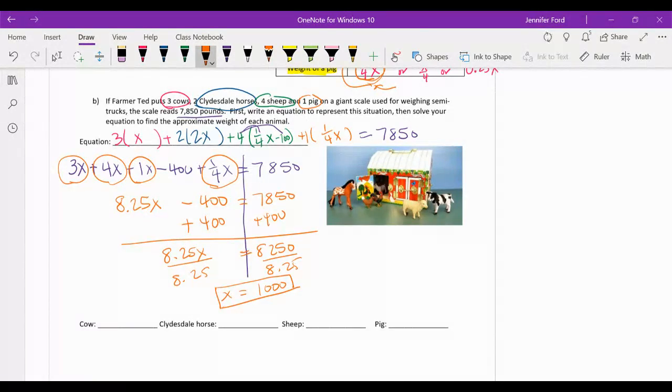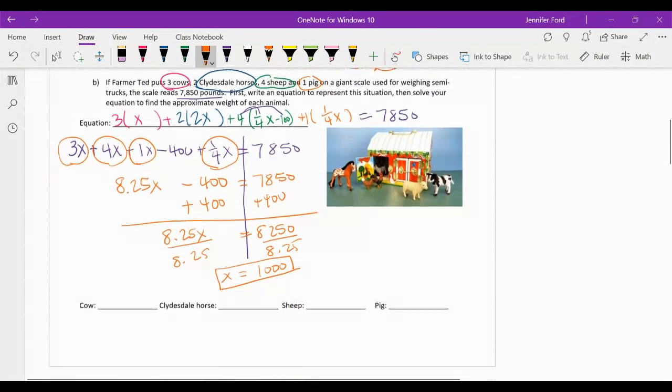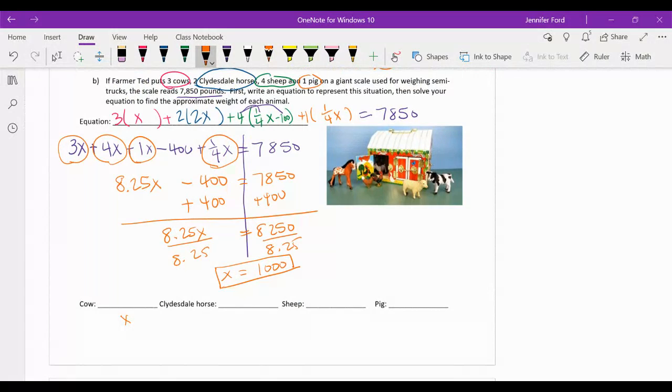So let's see. The weight of the cow was x. Clydesdale horse was 2x. A sheep was 1/4 x minus 100. And a pig was 1/4 x. So if x equals 1,000, the cow's going to be 1,000 pounds. Clydesdale is double that, so that's 2,000 pounds.